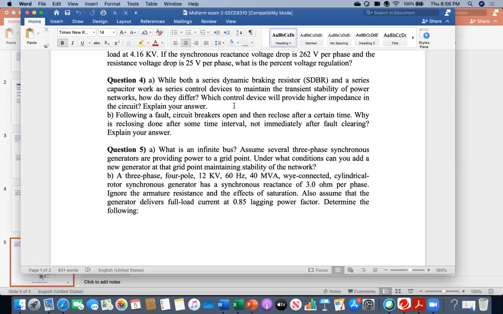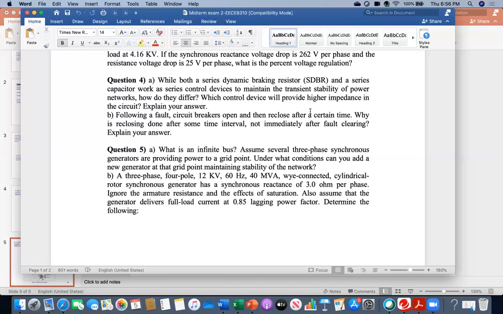Yes, so think that you have a line, and in the line you are placing the SDBR, and in the other case you are placing the capacitor. So you draw the circuit and then see how they differ. Which control device will provide higher impedance? When you are adding the SDBR, that is increasing the impedance, and when you are adding the capacitor, that is adding to the impedance of the line. Which one?